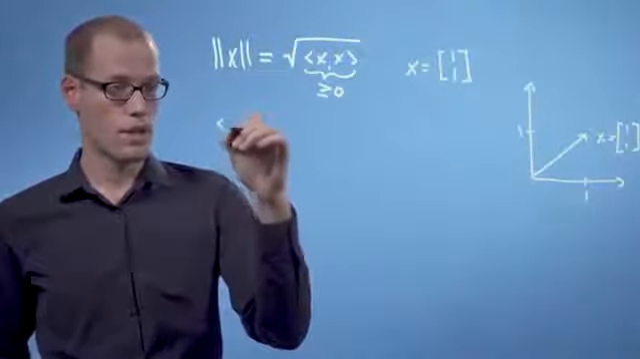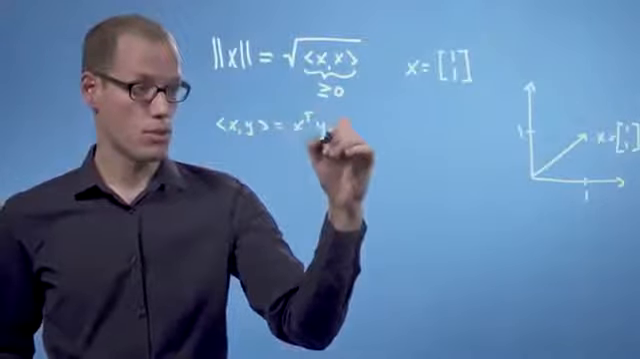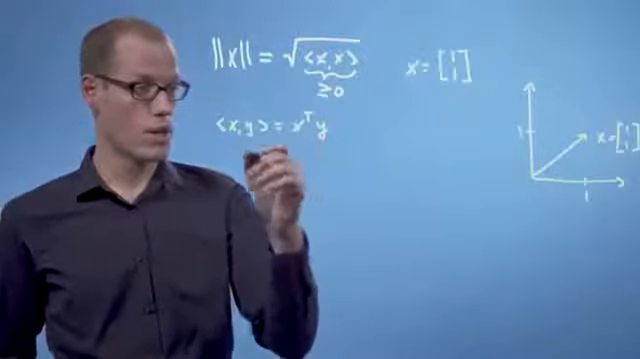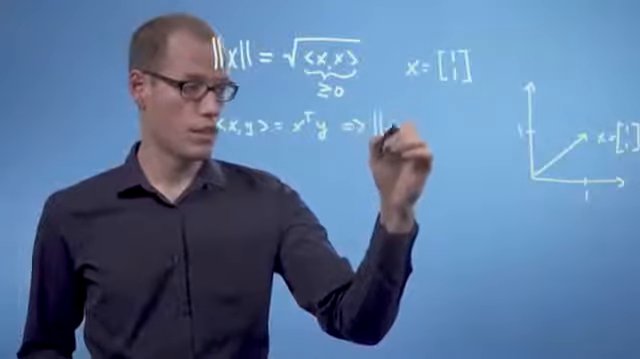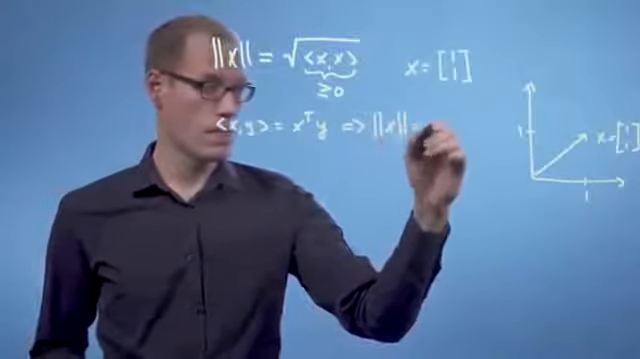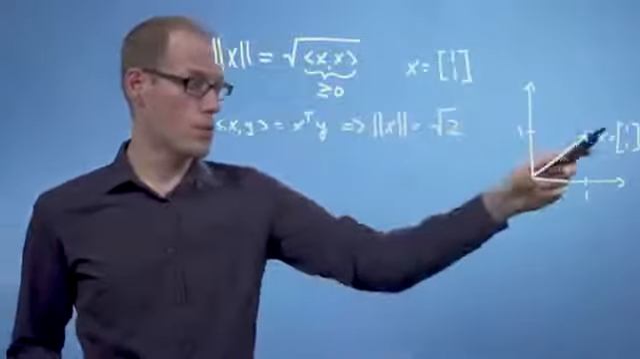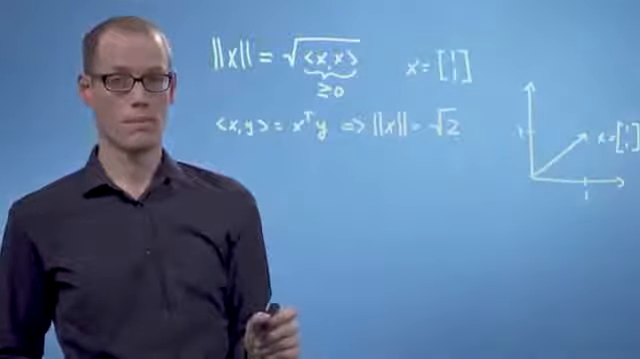So if we define the inner product of x and y to be x transpose times y, then the length of x is the square root of 2. So it's 1 squared plus 1 squared, and we take the square root of this.